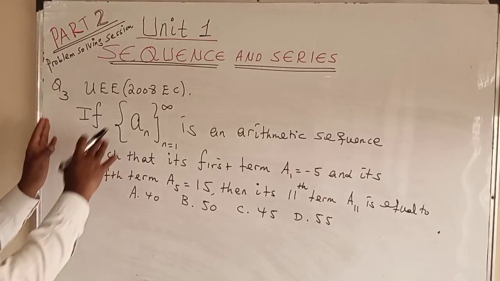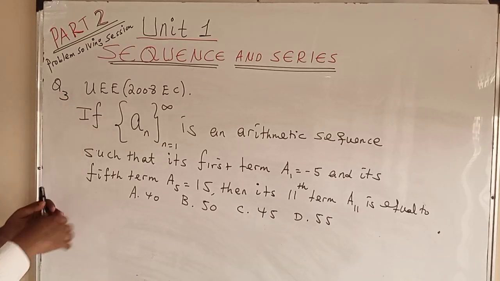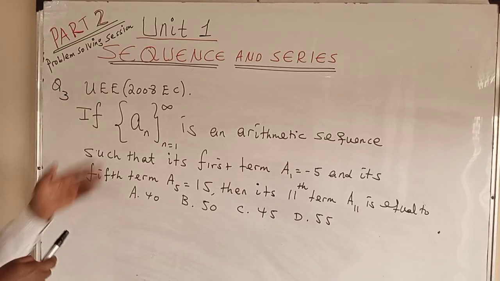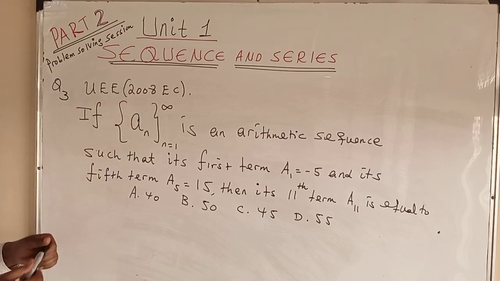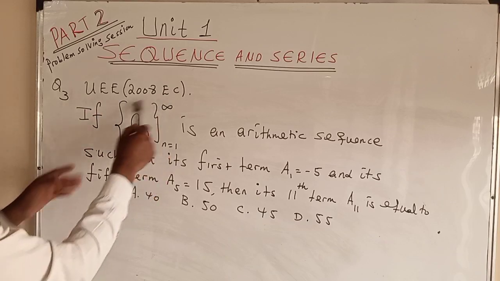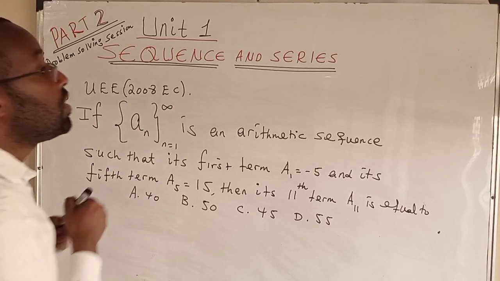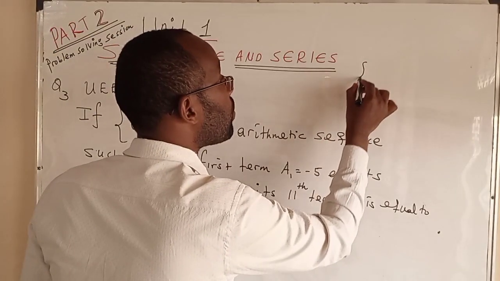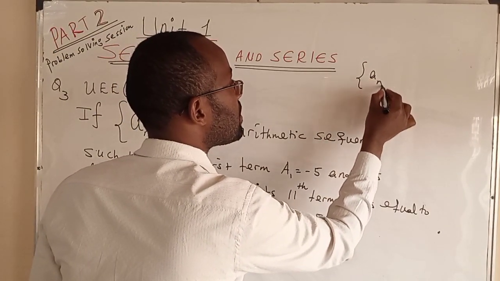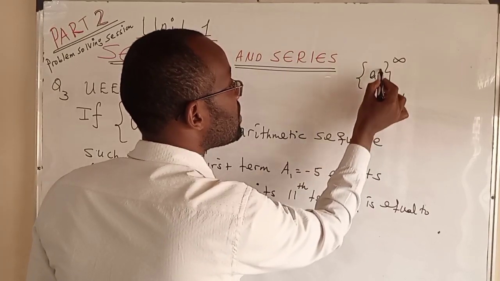All right, this is the third problem. This is also from the university entrance examination in 2008. If the sequence, as we had seen in our previous video, a sequence is denoted or represented by this symbol, n from 1 to infinity. So this is a general term.